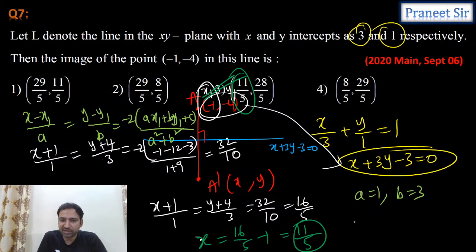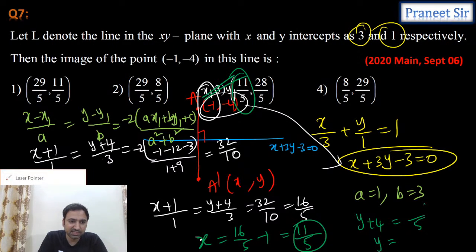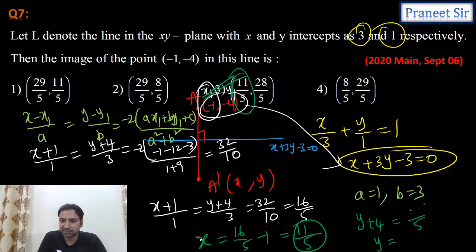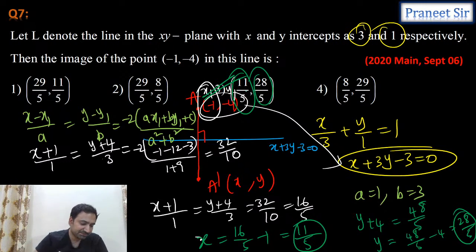If you want, you can calculate the y coordinate also. The y coordinate is what? y plus 4 equals 64/5, and then y equals what? Oh, it is not 64, guys, it is 48. So 3/16 of that is 48, this is 48/5. And 48/5 minus 4 equals 28/5. Yes, we're getting 28/5. The y coordinate is 28/5.